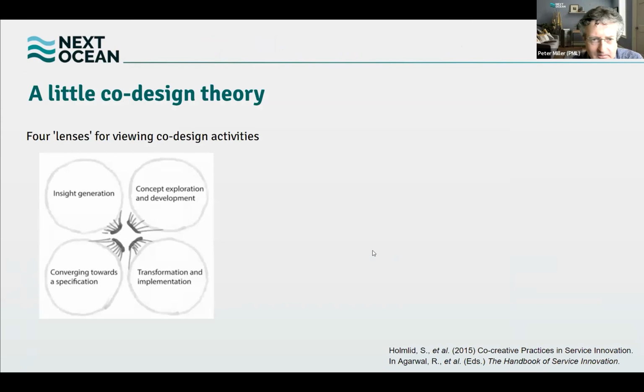I've got a bit more kind of theory here that I'll briefly touch on, but I won't really. Just to say that there's a whole literature and guidebooks on how to best plan these activities. So the first thing is to realize that co-design can be used in different ways, different purposes.